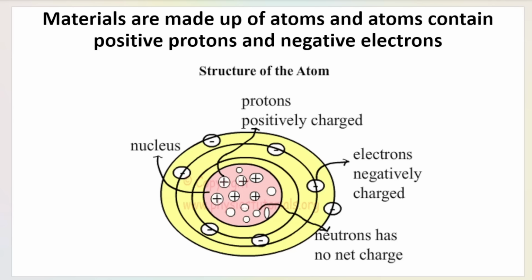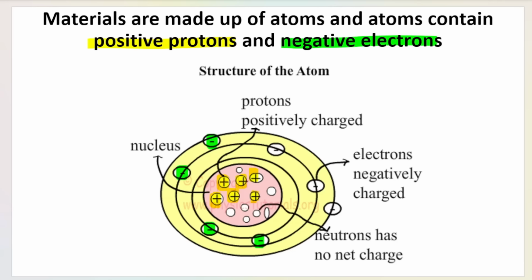Electrostatics is all about charge. It's all about electrons. And the first thing that you need to know is that materials, so objects, surfaces, me, you, everything around us is made up of atoms. And atoms contain positive protons, they're found in the nucleus, and negative electrons. And as you should know, electrons are found in the outer orbitals. So we also have neutral neutrons, but those aren't really involved here.